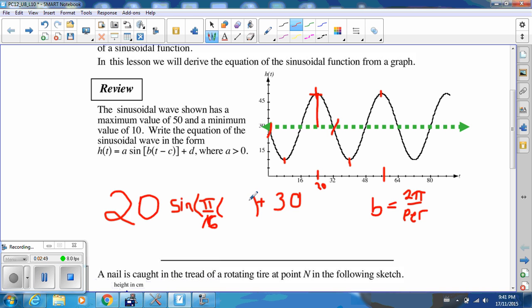Now the last thing I need to do is find my starting point. It's a sine value, and a is greater than 0, so it should start going up. So there's my value right there at 16. So t minus 16. We'll translate it 16 units to the right, right?